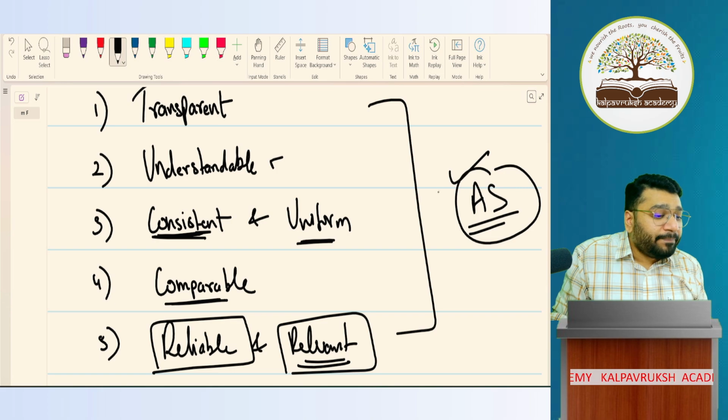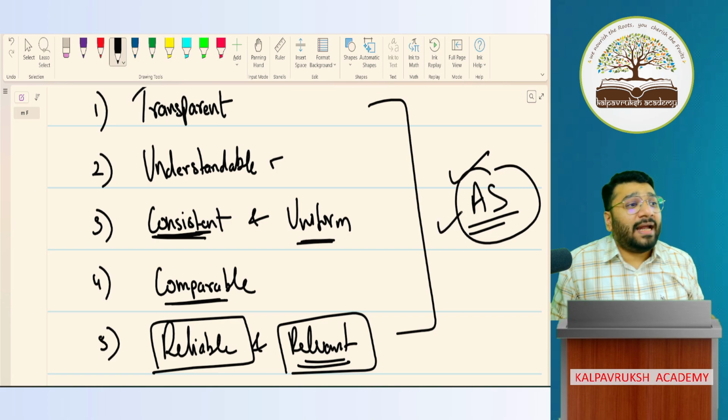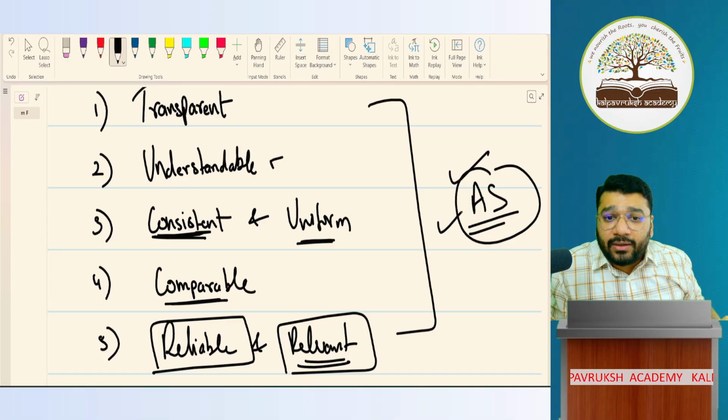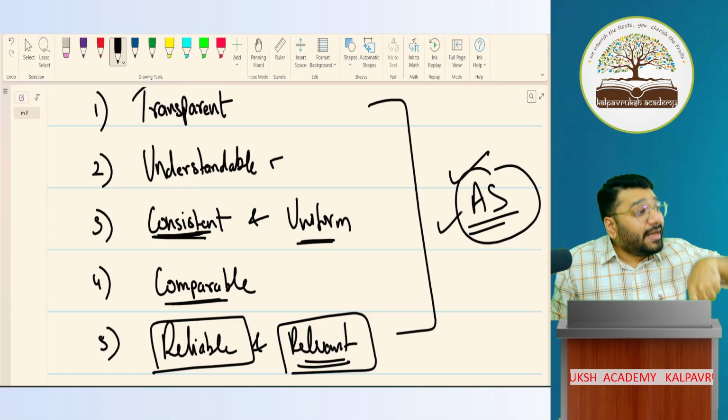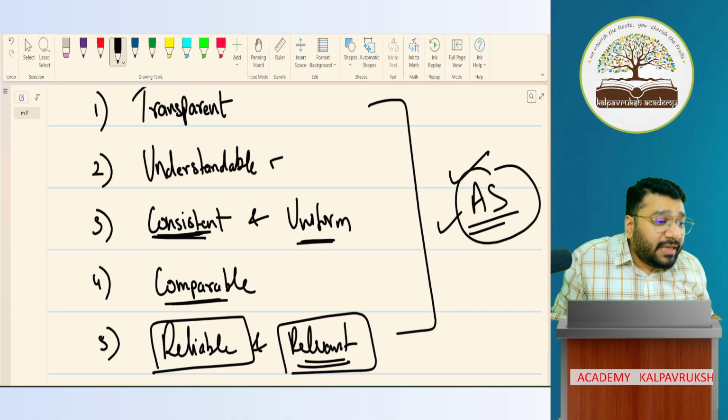Accounting standards. Now, how to prepare the accounting standards? For that, a guideline should be given or not given? It has to be given. So guideline of how to prepare the accounting standard was given in GAAP.